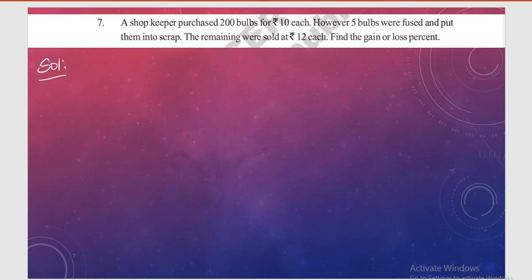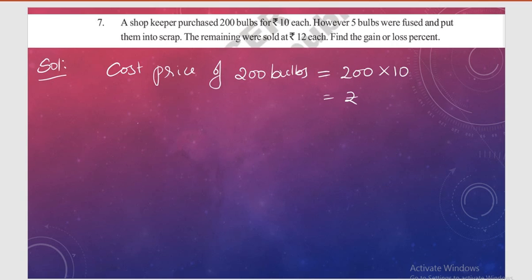Now first of all, the shopkeeper purchased 200 bulbs. So from this what can I say? Cost price of 200 bulbs is equal to 200 into each bulb cost 10 rupees. So the total cost price of the particular shopkeeper is 2000 rupees.